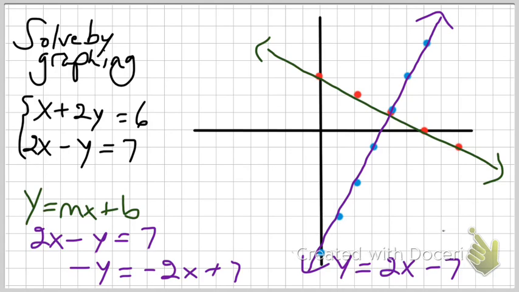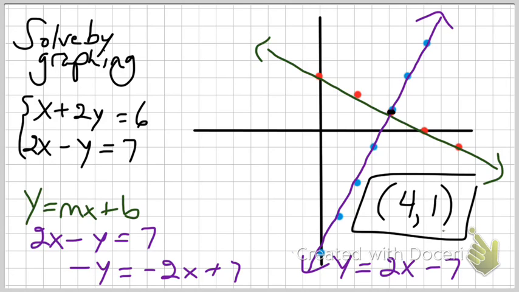Okay, so we've got a point of intersection. That point of intersection being right here. And we'll write that solution as an ordered pair. Those two lines meet where x is 4, y is 1. That is the solution to the system.